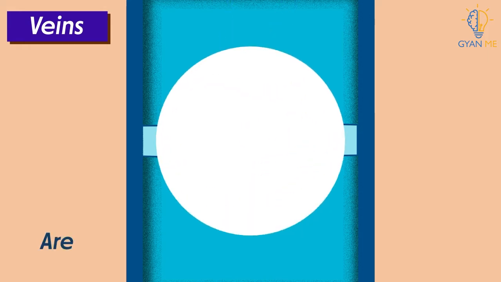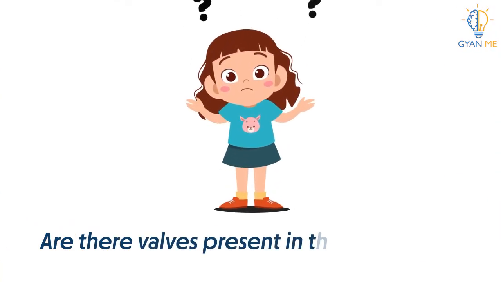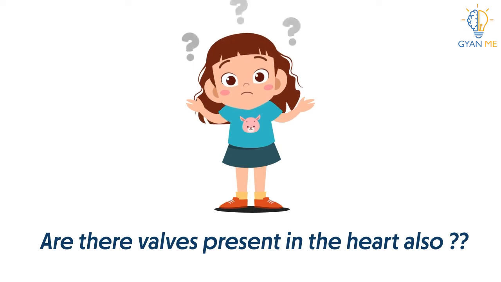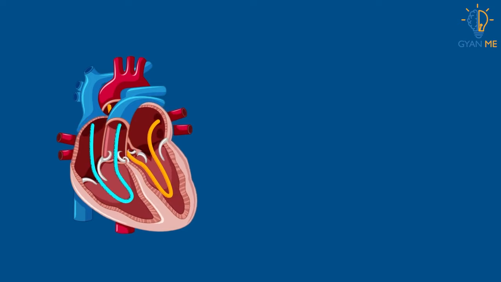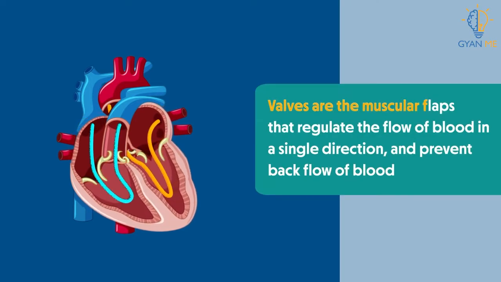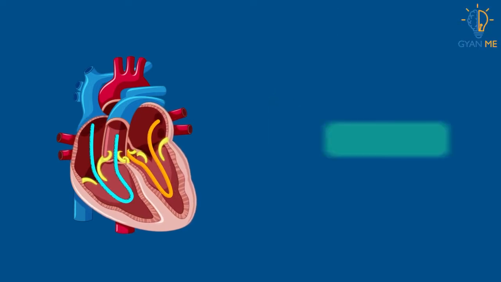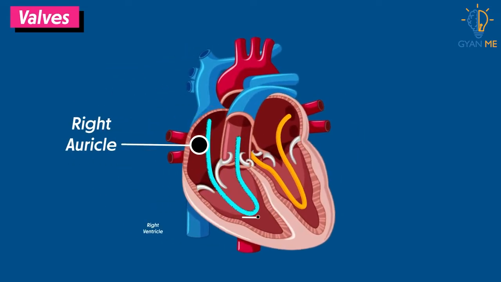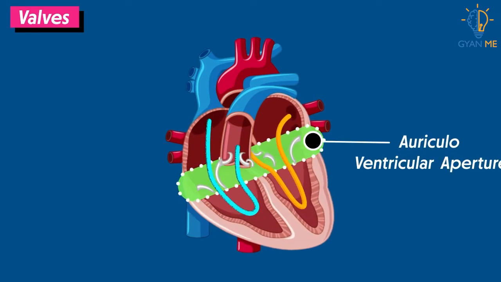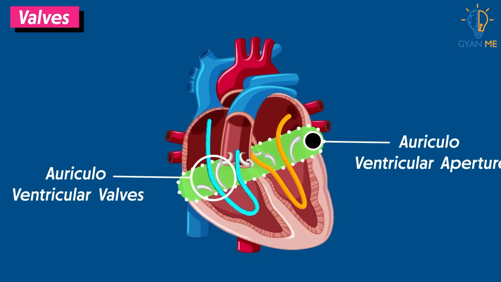So students, are there valves present in the heart also? Yes, you are right. They are present. So let us study the special structures present in the heart, that is valves. Valves are muscular flaps that regulate the flow of blood in a single direction and prevent backflow of blood. The heart has three types of valves. The auricle communicates with the ventricle through an opening called auriculoventricular aperture. This aperture is guarded by auriculoventricular valves, shortly known as AV valves.